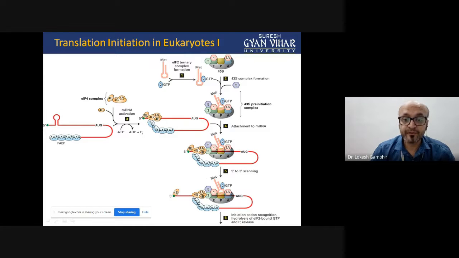But what you observe is that the 4E initiation factor is always bound to the 5 prime cap, and the remaining initiation complex is moving to the right, thereby shortening the loop. Fine, the loop is getting shortened.